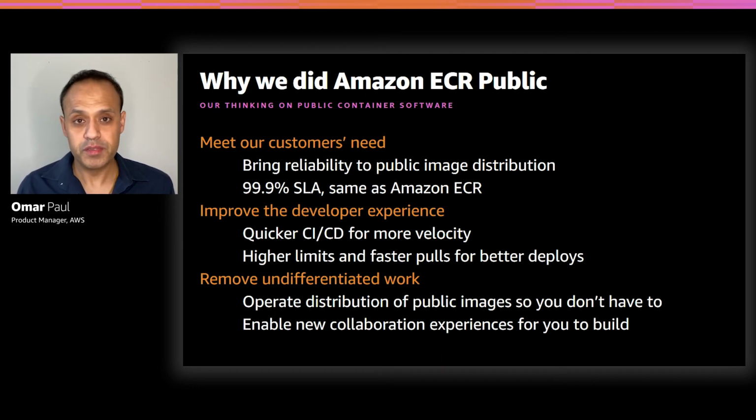We wanted to improve the developer experience. We wanted to make CI/CD faster. We wanted to keep your velocity improving as you grow. We wanted to give you higher limits, faster pulls, so you could deploy from public software better. And we wanted to remove the undifferentiated work, right? Just like we did for your private repositories, we want to operate a distribution service for public container artifacts, so you don't have to worry about that. So you can build with it.